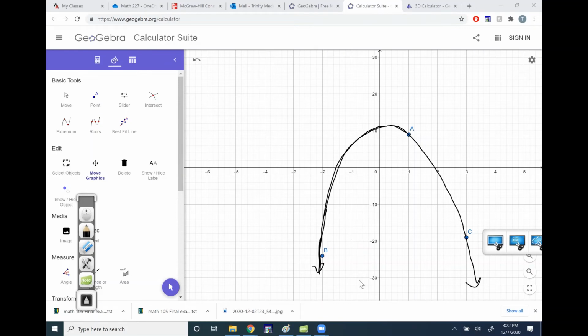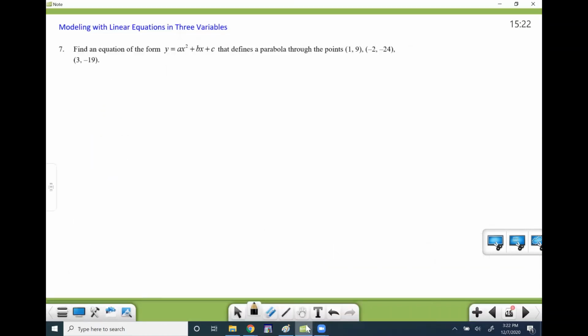All right, so let's go in here and see if we can find the exact equation that's gonna go through all 3 of those points. Let's see. The way that you do it is you're gonna use y equals ax squared plus bx plus c 3 times. And you're gonna be plugging these all in as x and y each time.